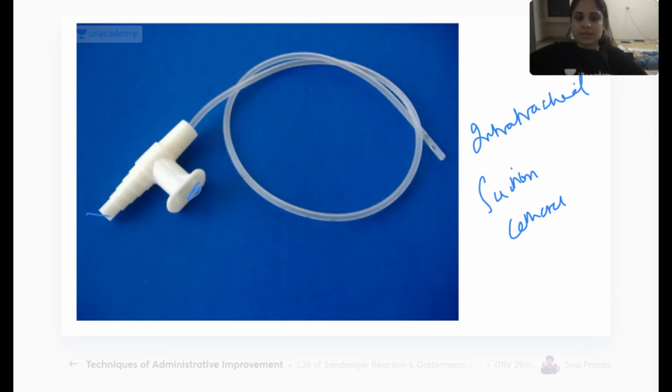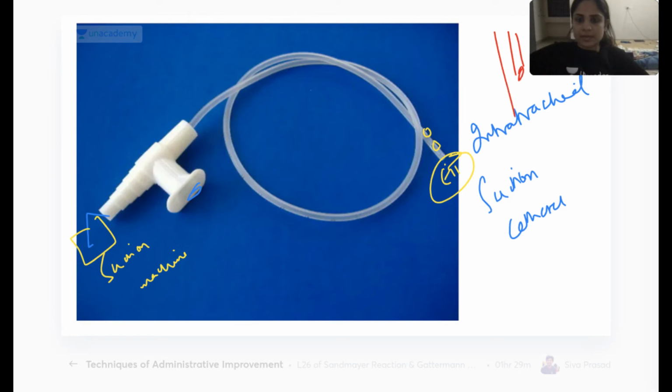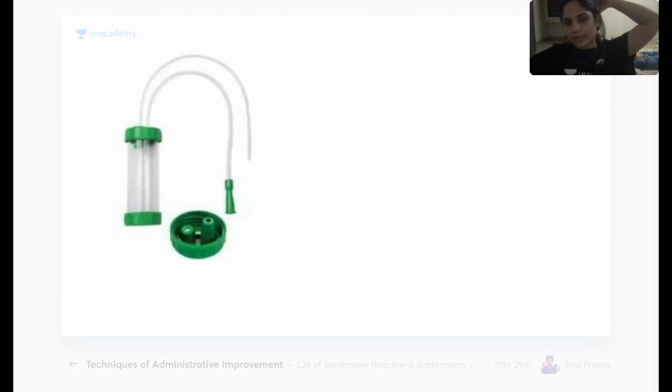This end you connect to the suction machine. And this end with the holes in it, you put inside the endotracheal tube, and you suction out whatever is blocking the endotracheal tube. From the endotracheal tube, you can even go down into the trachea. If your endotracheal tube is ending over here, your suction catheter through it can go down into the trachea and suction out whatever is inside the trachea. That is why it is your intratracheal suction catheter. Clear? All right. Now, along with the intratracheal suction catheter, we use this instrument. Any idea what is this instrument?